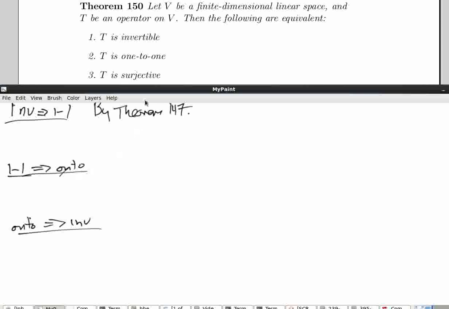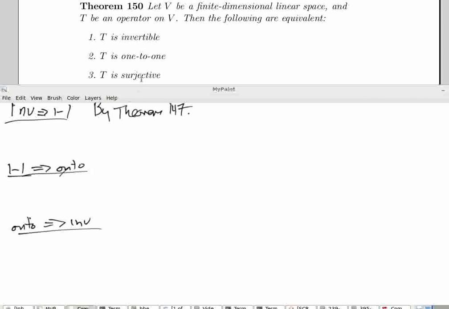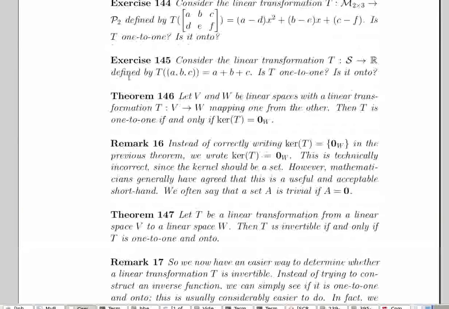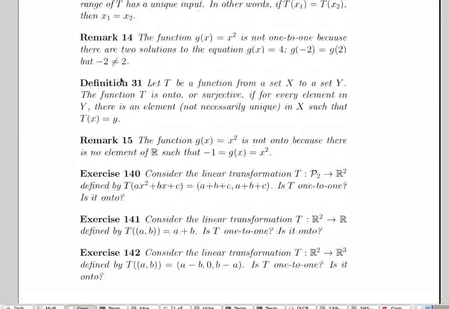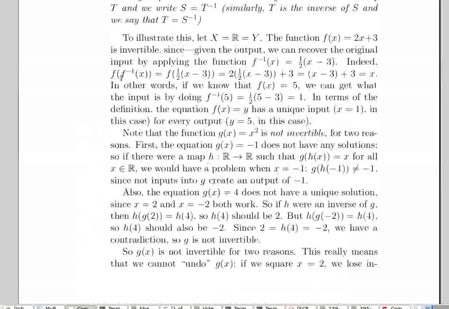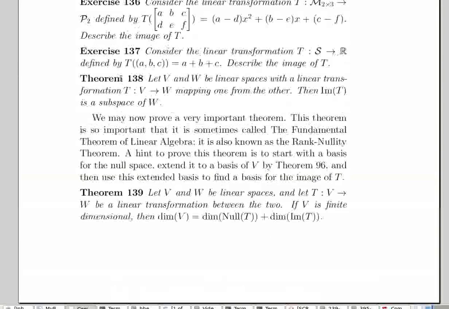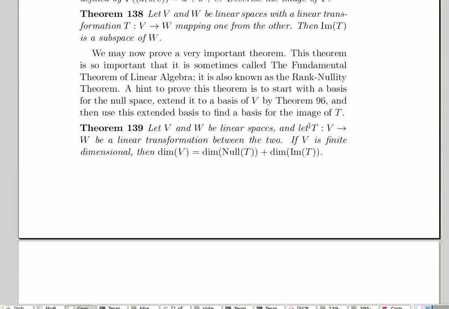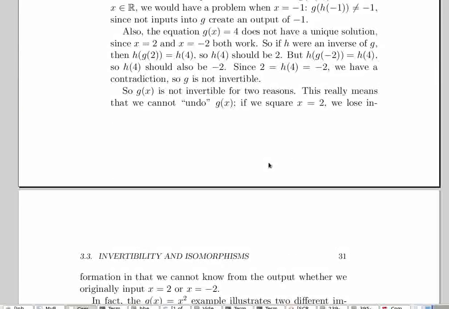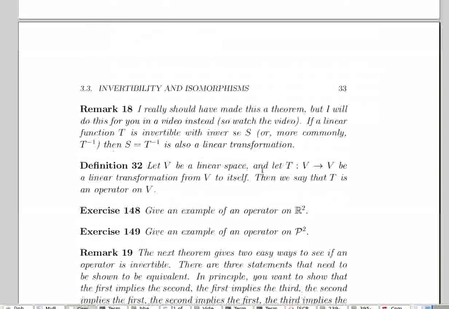The key thing here is that it maps V to itself. And so I'm going to use theorem 139, which says, if you have a map T going from V to V in our case, if V is finite dimensional, then the dimension of V is equal to the dimension of the null space, the kernel, plus the dimension of the image. So that's what I'm going to use to prove this.